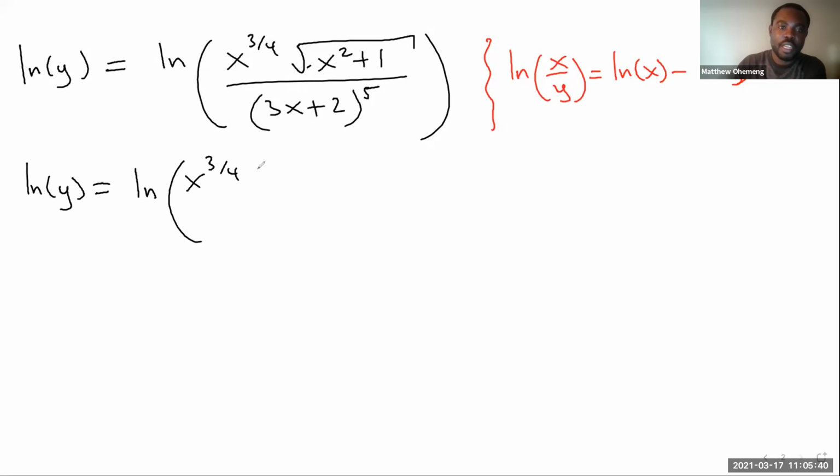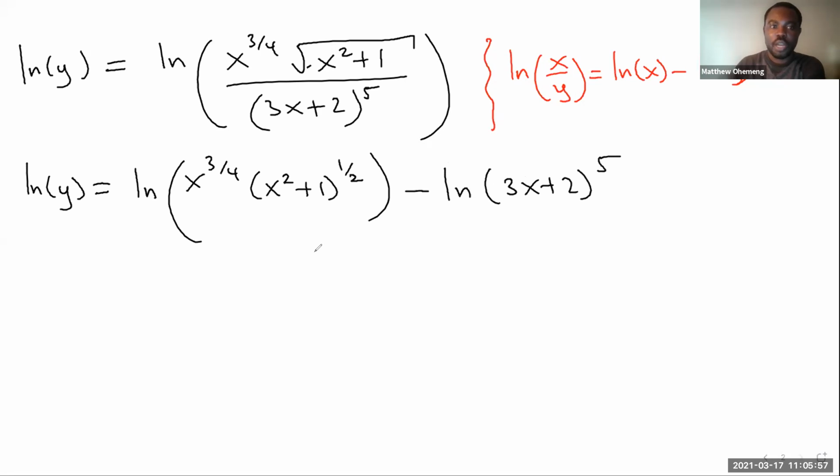And then it's a good idea to write this in terms of a power. So let me just do this, right? This is the top expression, the numerator expression, minus ln of the denominator expression. So that'll be 3s plus 2 all to the 5, like so.